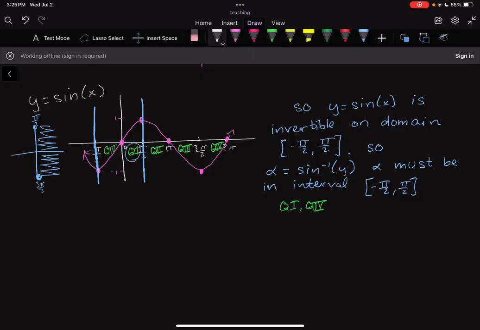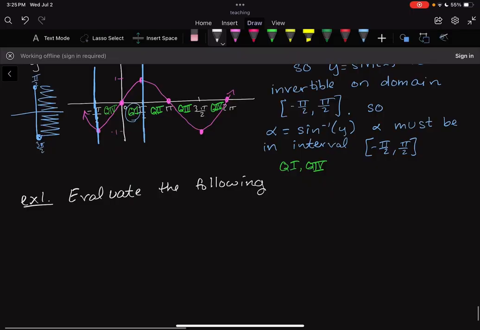So let me show you an example to show you how this is going to be used, and hopefully it'll make a little bit more sense. So example 1, I'm just going to say evaluate. And we'll do a few of these. Usually before, I would give you an angle and then you would look at the table and give me the exact value that matches it. Now we're basically doing the opposite.